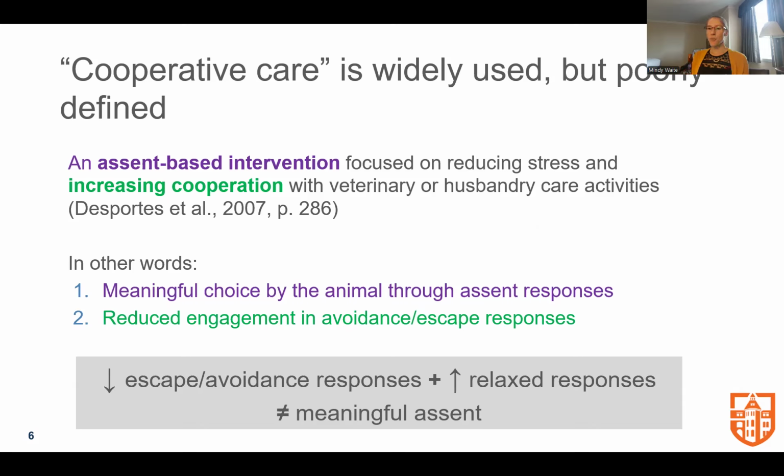And so in other words, the main categories here are that the protocol involves meaningful choice by the animal through assent responses, and also the focus is on reducing engagement in avoidance or escape responses so the animal can receive necessary care. And what's really interesting is that both of these components must be present in that just because you see a protocol or you see a video of an animal who's not trying to escape and who looks relatively relaxed, that does not mean that the behaviors you are seeing involves meaningful assent by the animal. You can coerce an animal to appear relaxed.